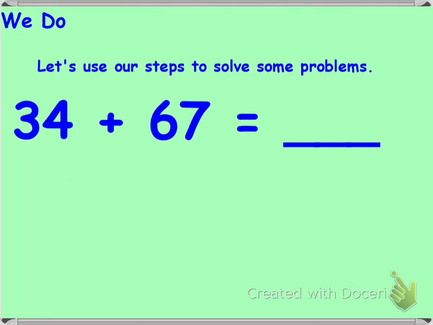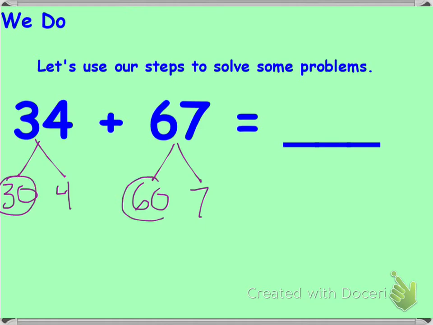So now, let's do another one. Alright, so now we have to break apart 34 and 67. What is 34 going to be broken up into? Right, 30 and 4. What about 67? What are we going to break 67 up into? Right, 60 and 7. So what do we need to do next? Right, we have to add our tens together. So let's add 30 and 60 together. 30 plus 60, or 3 tens plus 6 tens, equals 9 tens, which is 90.